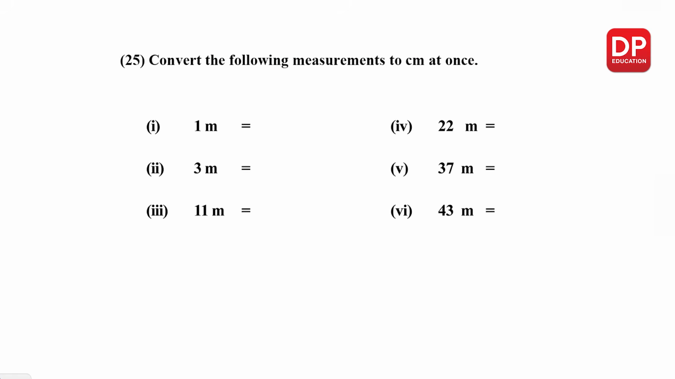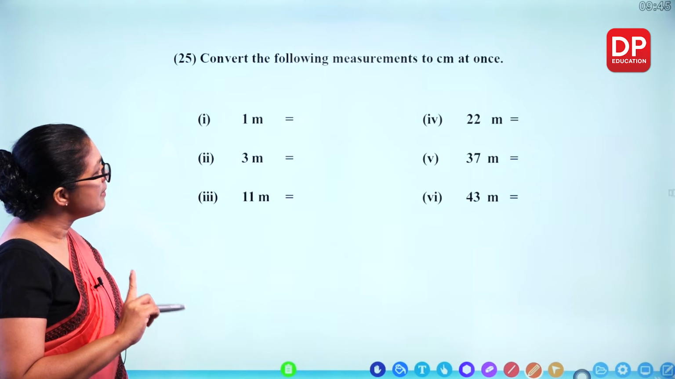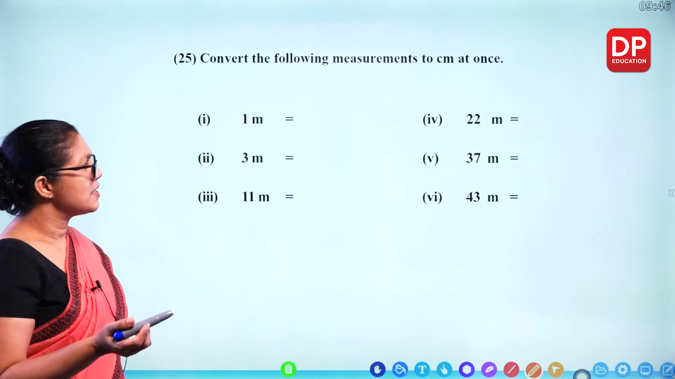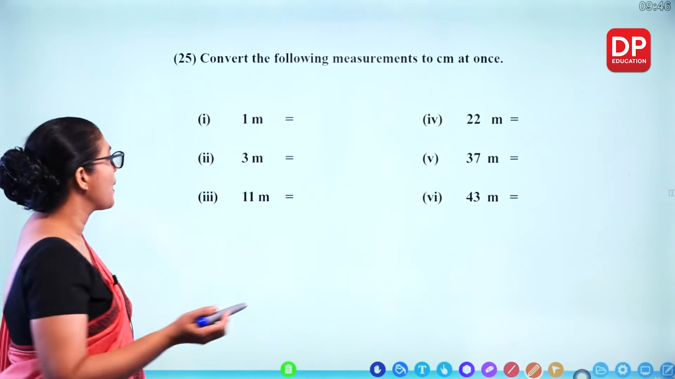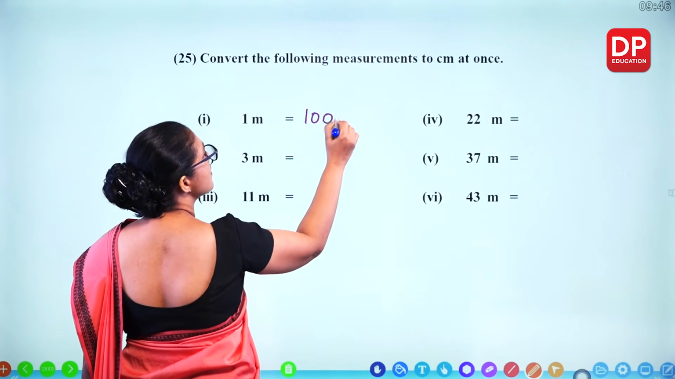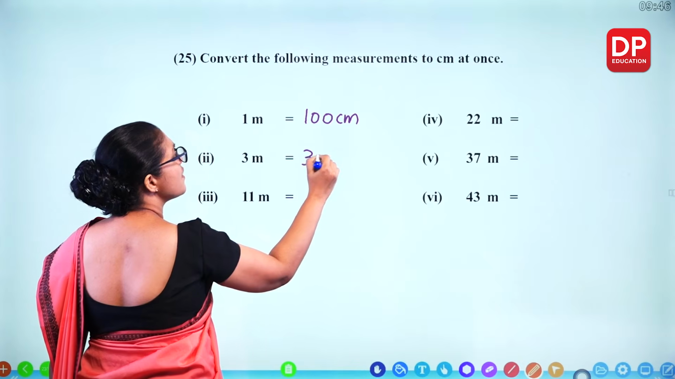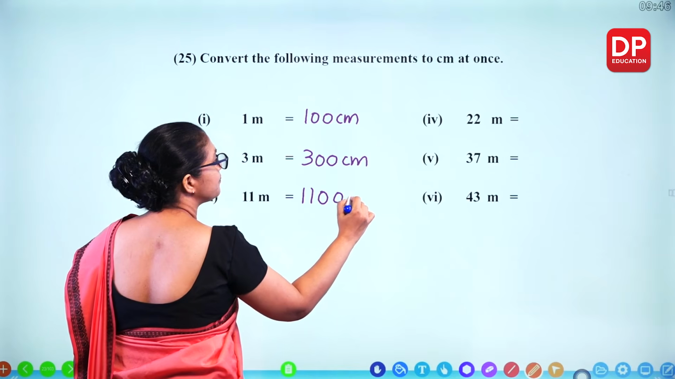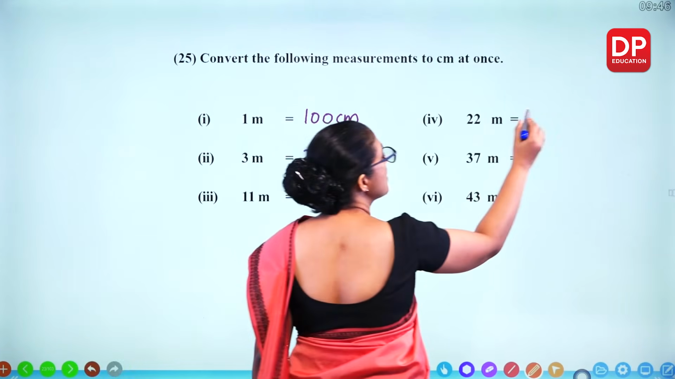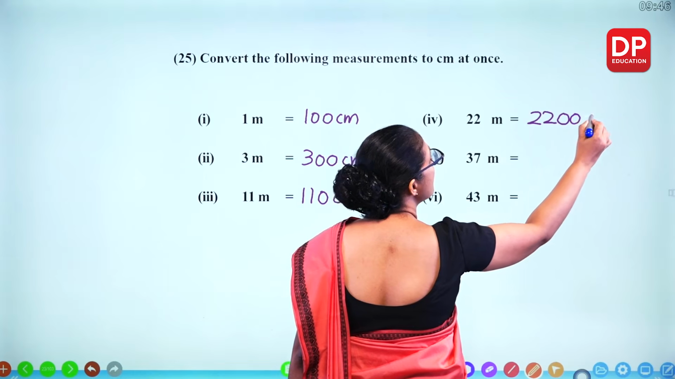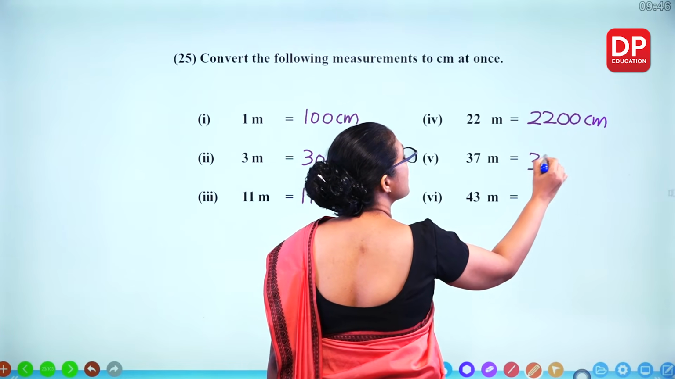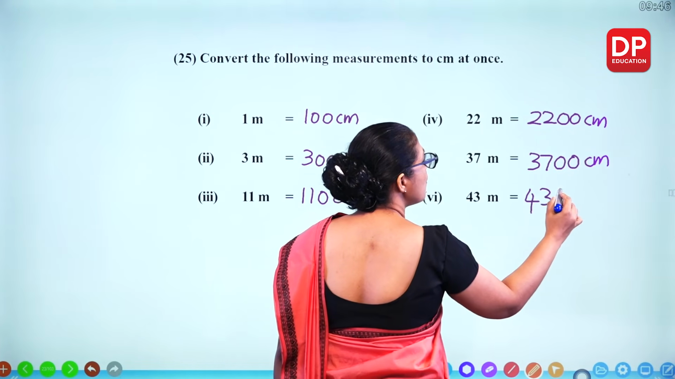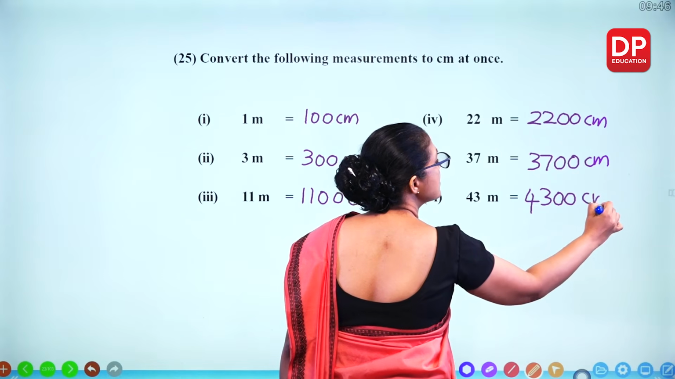Convert the following measurements to centimeters at once. Meters to centimeters. What's the conversion? Multiply by 100. Multiply by 100 means put 2 zeros. 1 becomes 100. 3 becomes 300. 11 becomes 1100. Put 2 zeros. 22 becomes 2200. 37 becomes 3700. And 43 becomes 4300 centimeters.